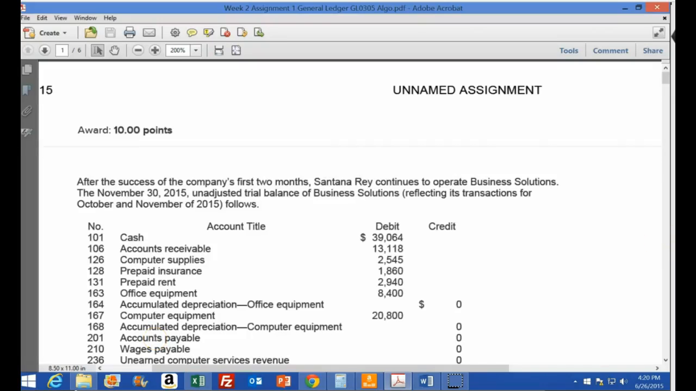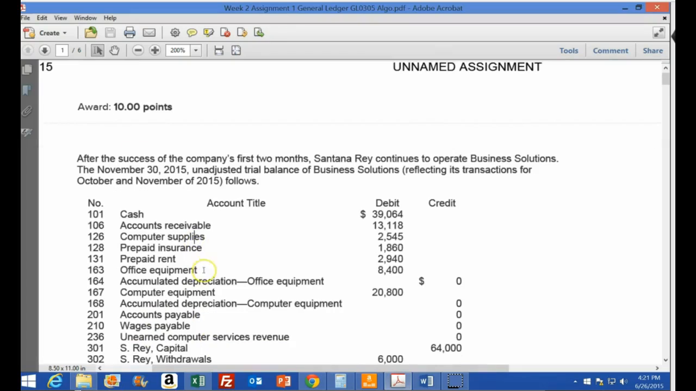Hello, today in this lecture we will take a look at a problem that will be very similar to the homework and/or assignment. The numbers will change, the format will remain much the same. Here is the problem that we will work on.